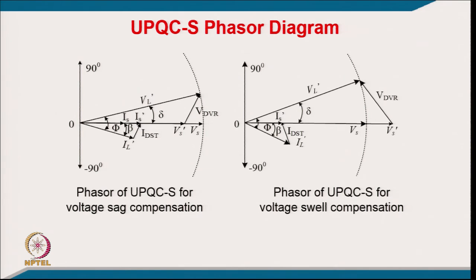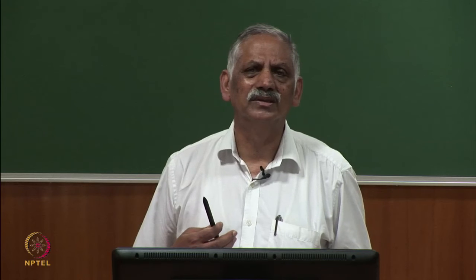That feature is also possible here. Similarly, with a voltage swell, in place of the voltage going up, we have to inject the voltage in such a manner that it comes to the same level. So, you can have sag compensation as well as swell compensation. All compensation is possible by UPQC-S, because you can inject the voltage from 0 to 360 degrees with respect to the current, or voltage.